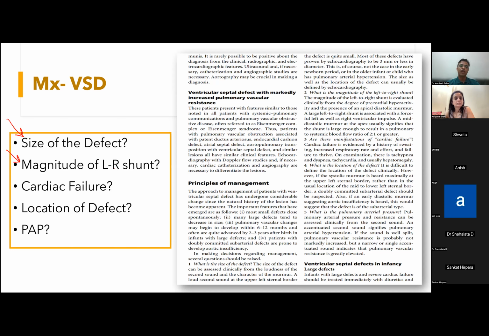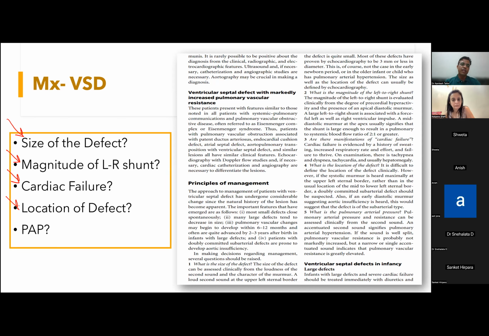In the same way, there are a lot of left to right shunts depending on the size of the VSD. A larger VSD has to be operated on as early as possible. If there is cardiac failure present, one should not wait but operate and give benefit to the child, which will gradually resolve all the symptoms and is totally reversible.